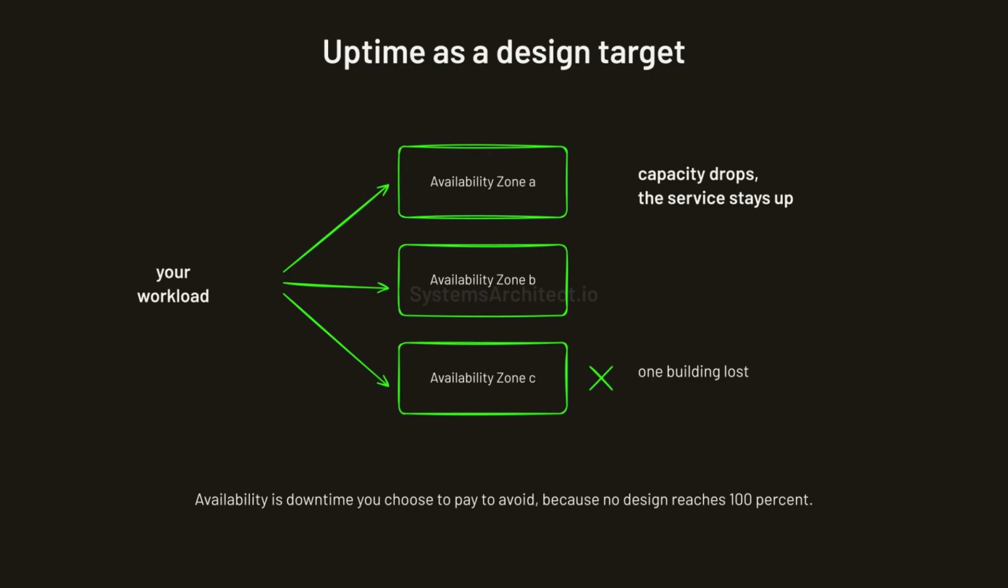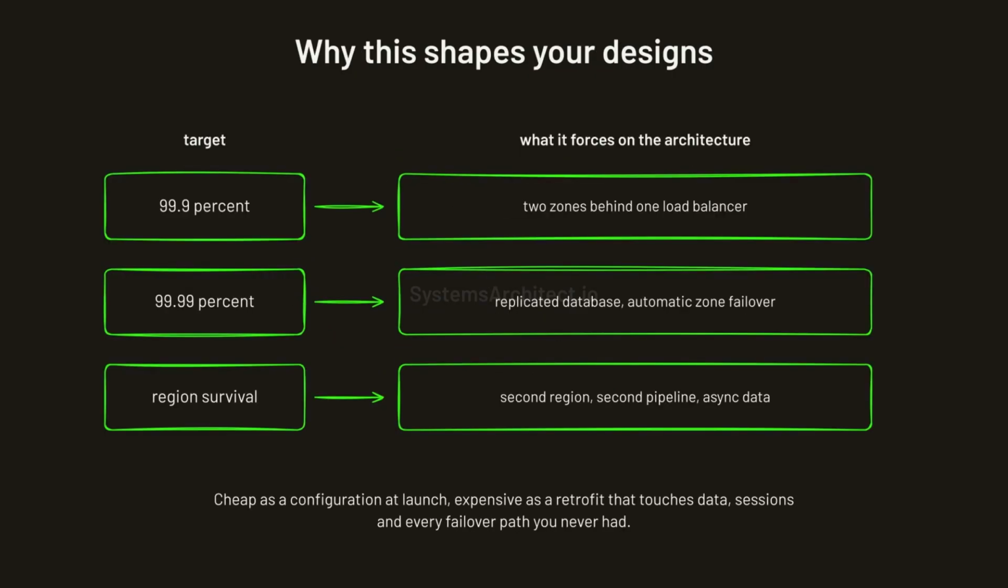No design reaches 100%. You are choosing how much downtime per year you are willing to pay to avoid. Availability decides how far your architecture has to spread before you write a line of code. A simple application aiming at 99.9% uptime can often run in two zones behind a load balancer. A mission-critical system aiming higher has to survive a whole region going dark. That changes your data layer completely. That target is the difference between one database and a replicated one, and between one pipeline and several.